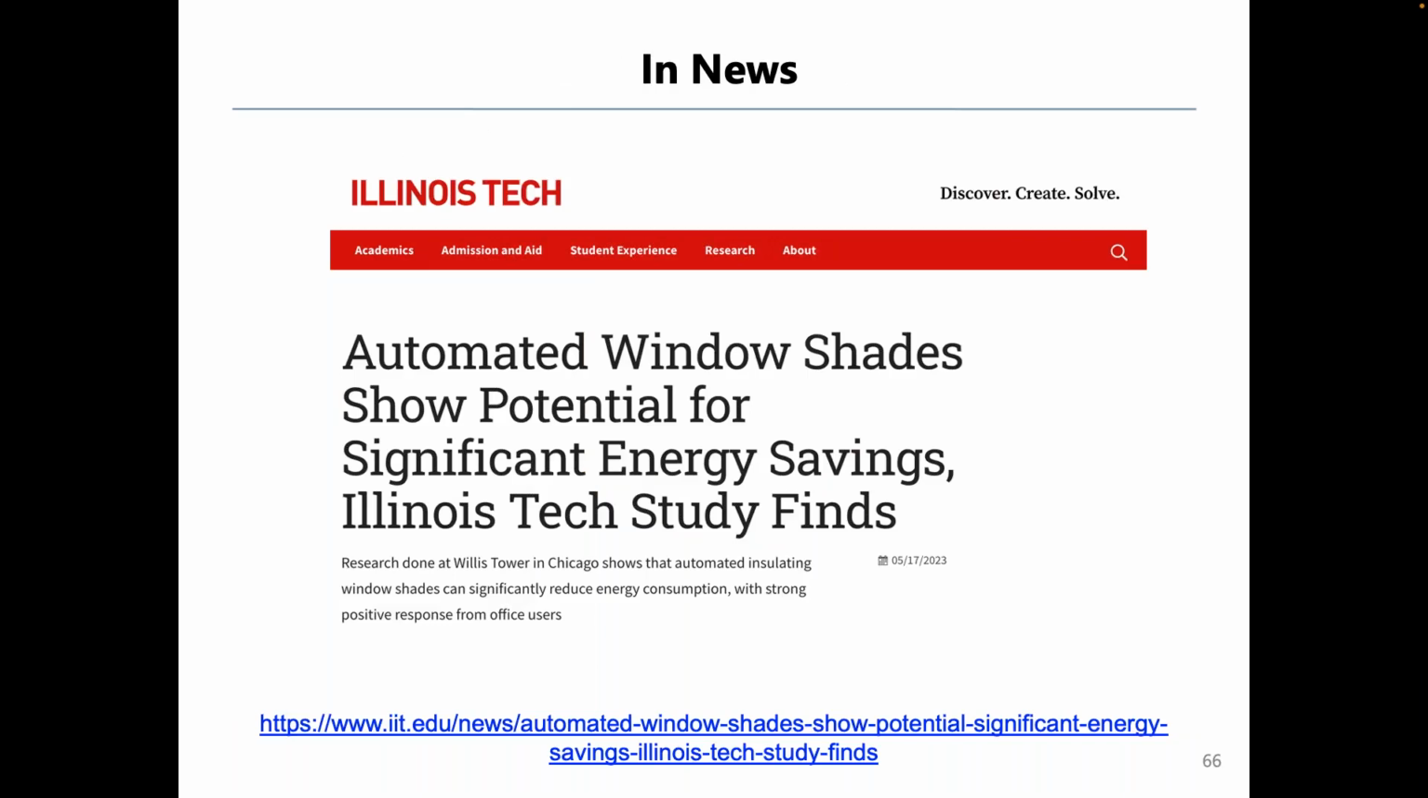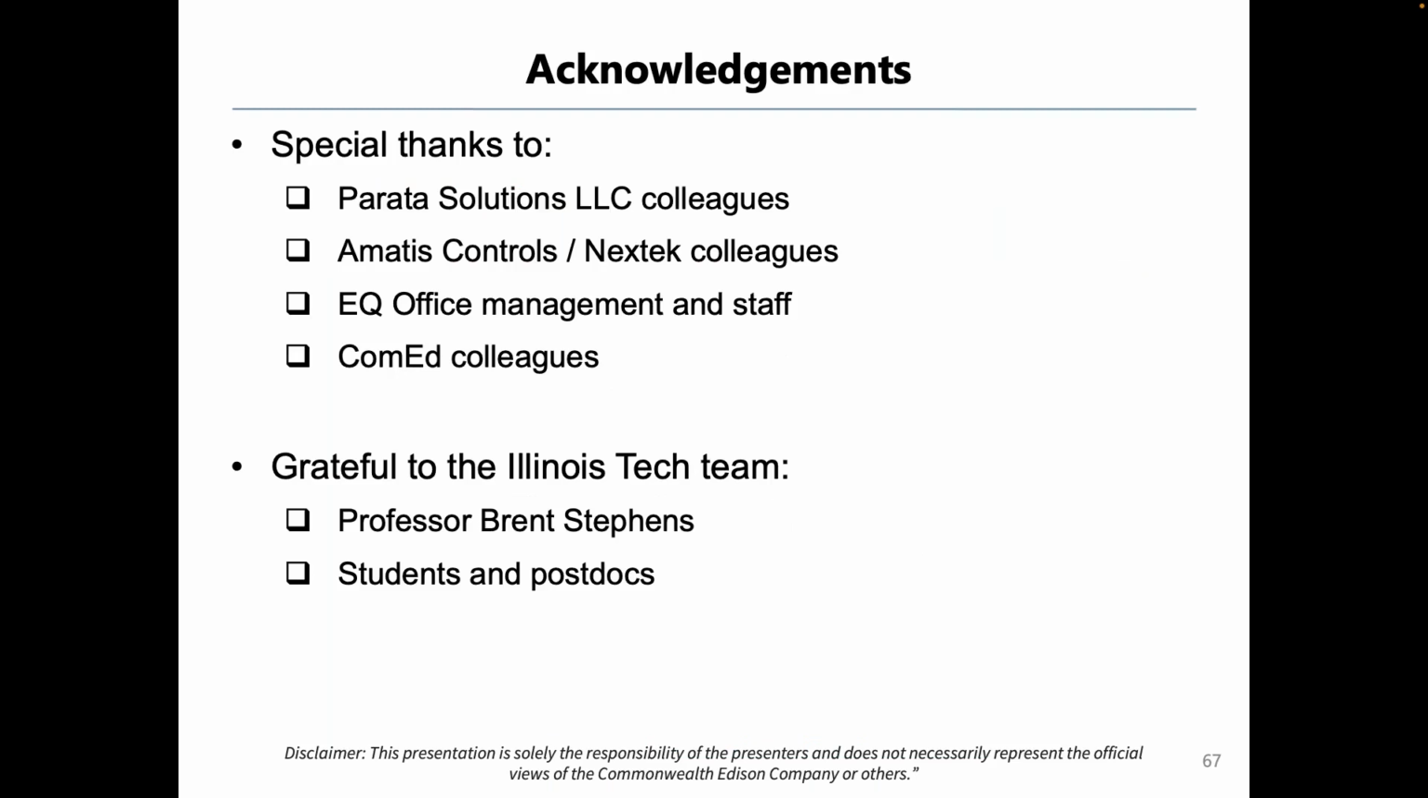I see some questions about the energy savings, since we do not focus on this in this presentation. This news article just came out, and hopefully in a few months we'll have our journal papers out. We can share it with everyone and come back to present, but this link would be helpful to address some of those energy saving questions.